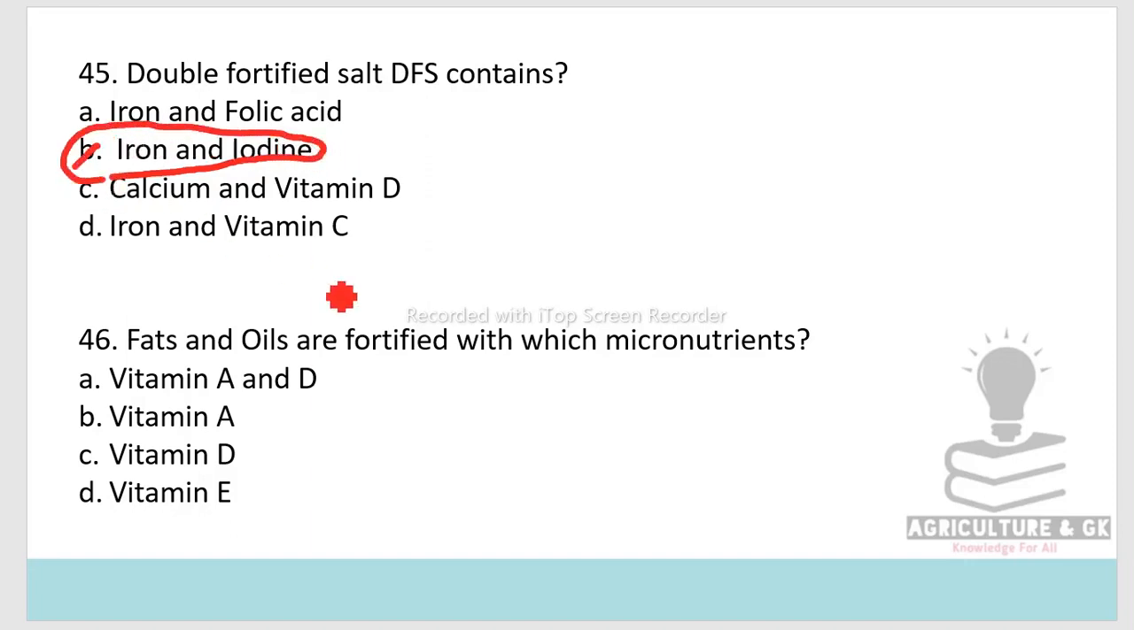Now moving to the next question. Fats and oils are fortified with which micronutrients? Vitamin A and D, vitamin A, vitamin D, or vitamin E. So fats and oils are fortified with micronutrients vitamin A and D. So our answer will be option A. We have already discussed it in the video where we discussed about the fortification.